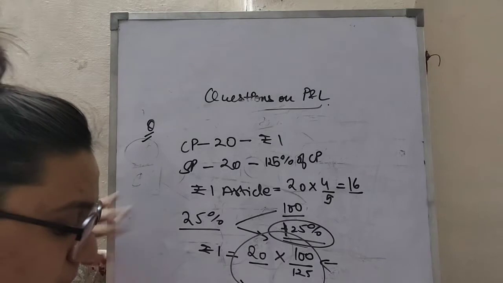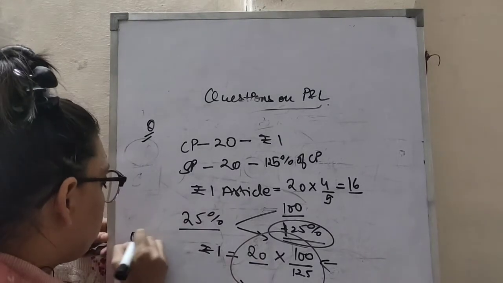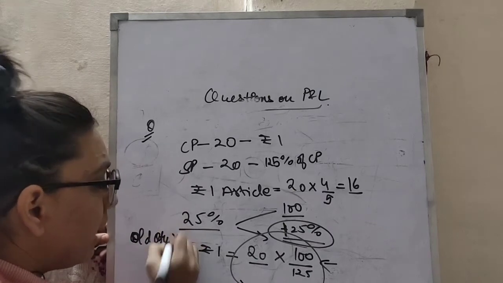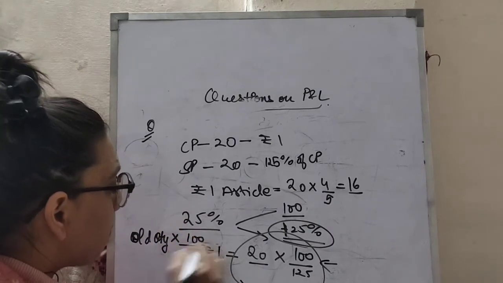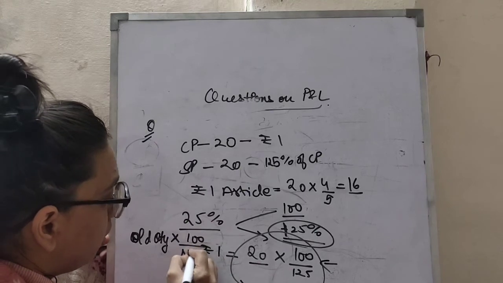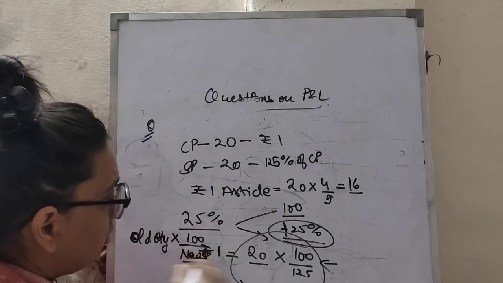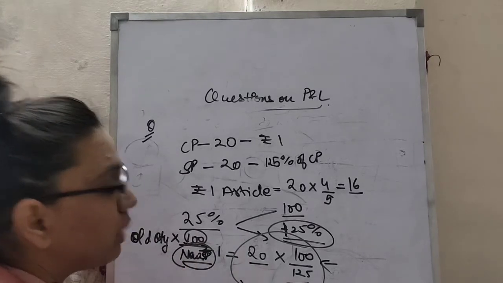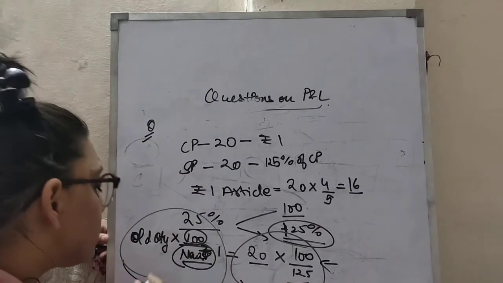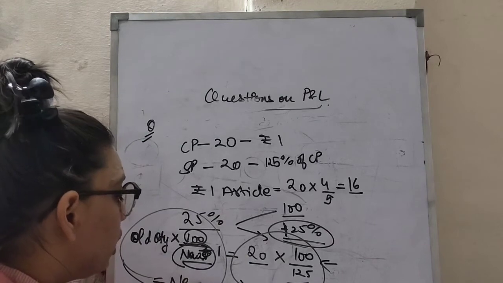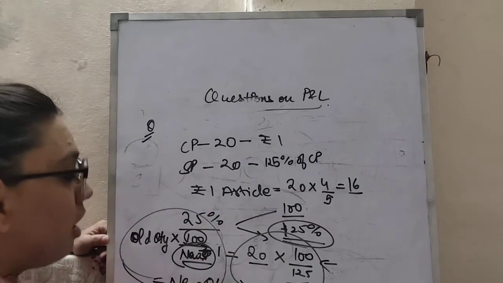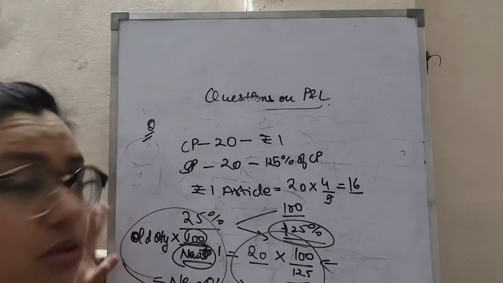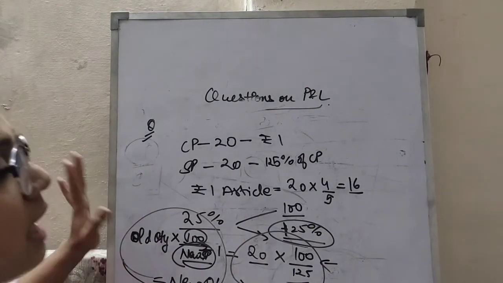Okay, so the formula becomes old quantity multiply by 100 upon new SP. This is your old SP, this is your new SP, SP including the profit margin. So this will be equal to new quantity. Alright, so this is your formula that you will be using here. So this is the direct way.